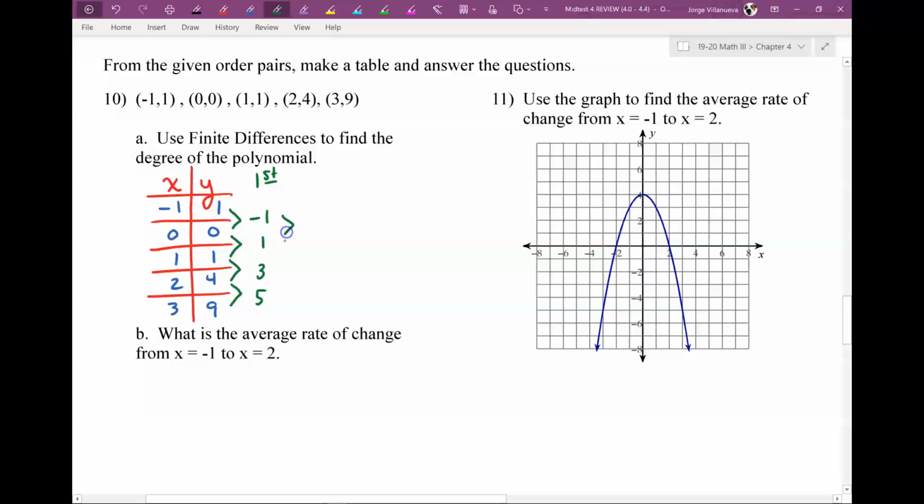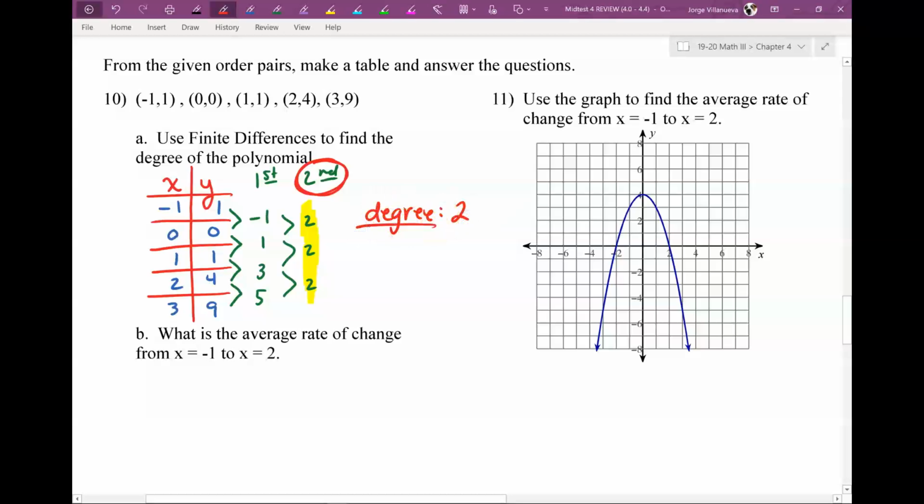So I take the second differences. The second difference is I subtract 1 minus negative 1, that's 2. 3 minus 1 is 2, and 5 minus 3 is 2. You notice that at this point, these numbers match up. Since those numbers match up, then this right here is the power. It's a second degree. So I'm going to write degree 2.